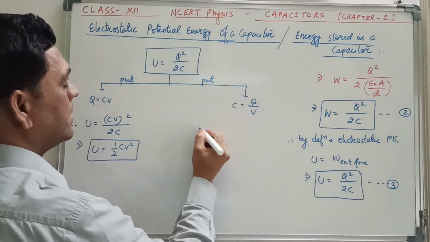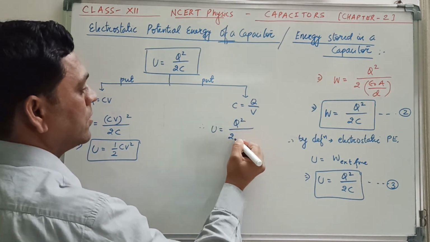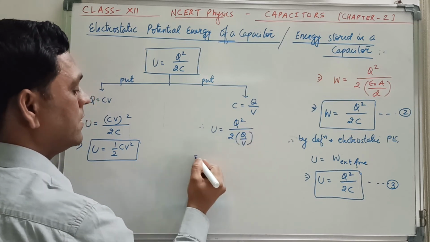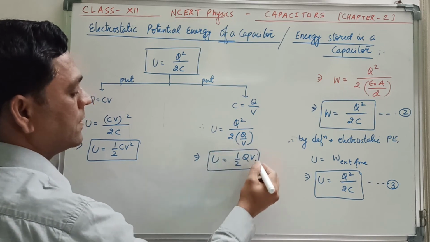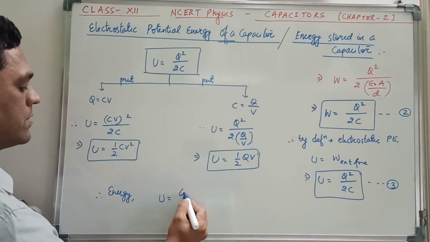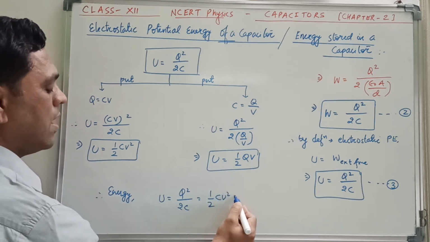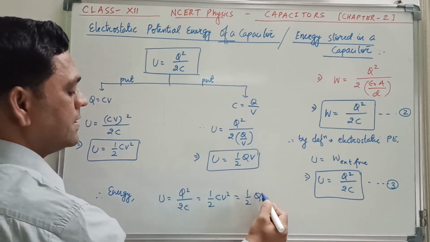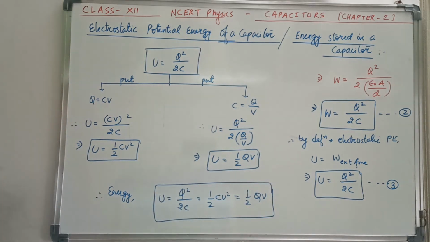And if you put the other value, U becomes Q square upon 2 into Q upon V, so this becomes U is equal to half of QV. Therefore, the formula for the energy of a parallel plate capacitor, any capacitor, is Q square upon 2C is equal to half CV square is equal to half QV. So these are the basic formulas for the energy stored in a capacitor.